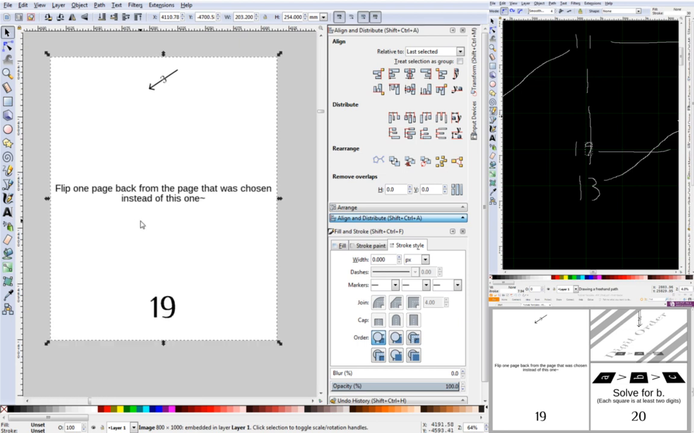Flip one page back from the page I was chosen instead of this one. Well, this one seems a little obscure. But with a little trial and error, we can notice something. And fairly quickly, too.